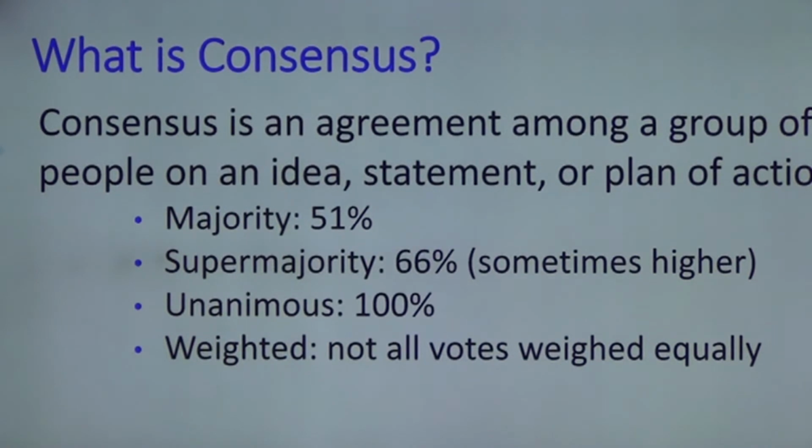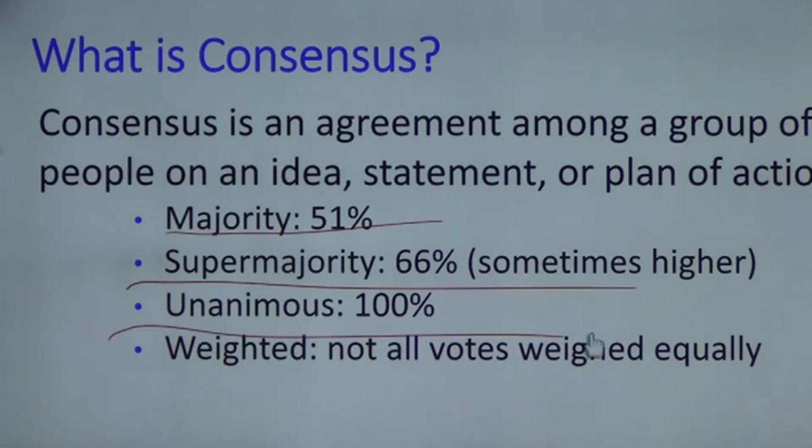So consensus is: if majority is 51%, super majority is 66%, and unanimous we say is a decision where everybody agrees to it. Okay?